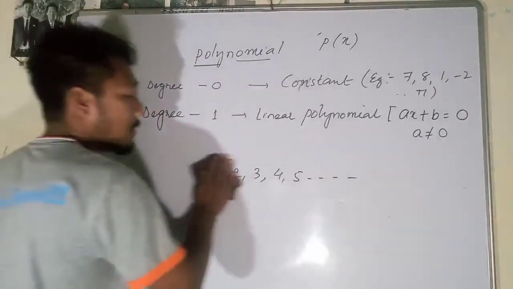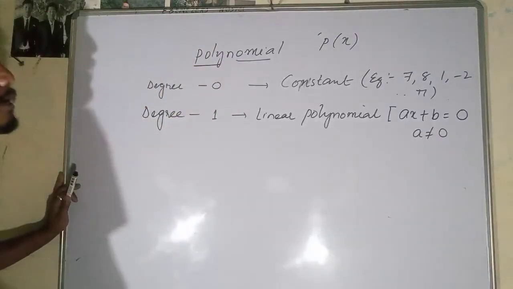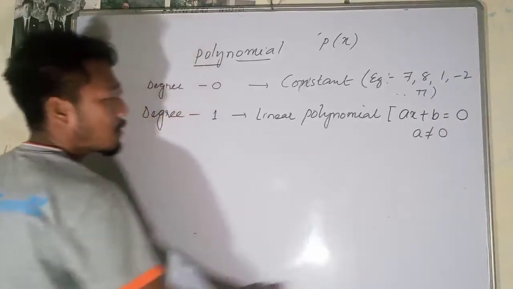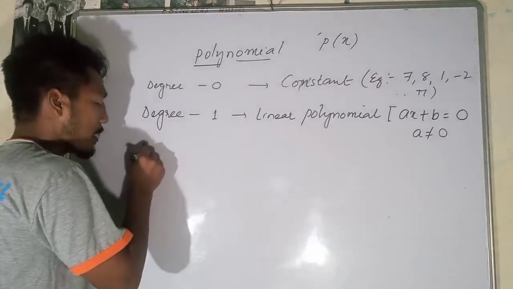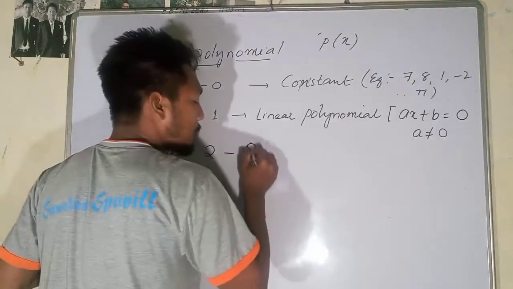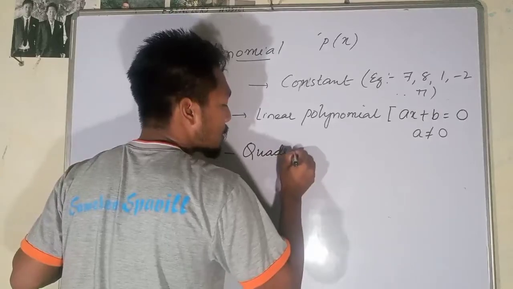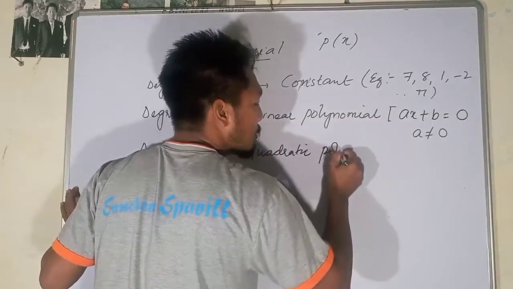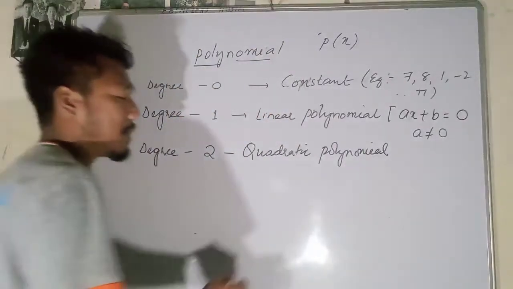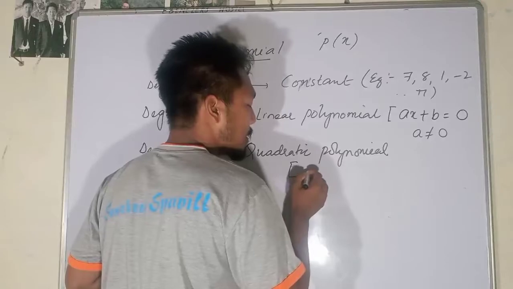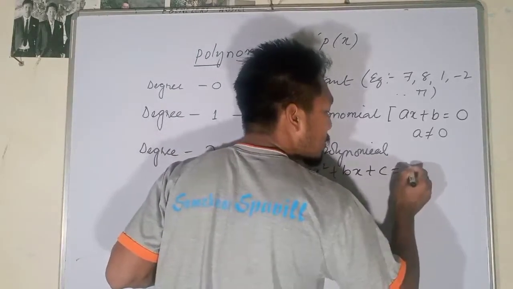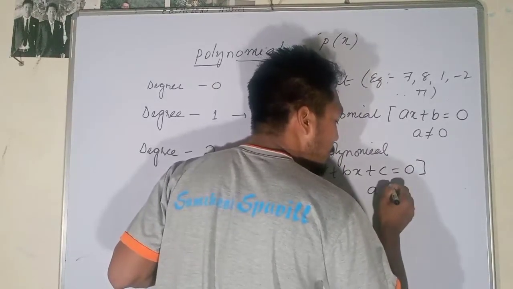Now we have discussed the actual meaning of the polynomial. We have also discussed the degree: if the degree is 1, it is a linear polynomial. If the degree is 2, we call it a quadratic polynomial. Their general equation we write as ax^2 + bx + c = 0, where a should not be equal to 0.